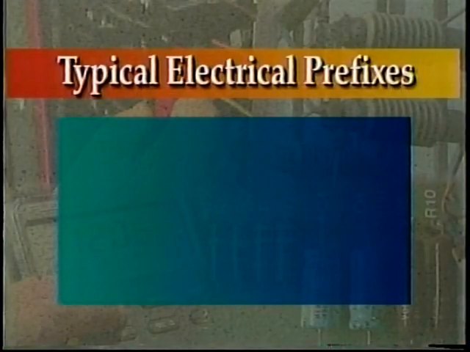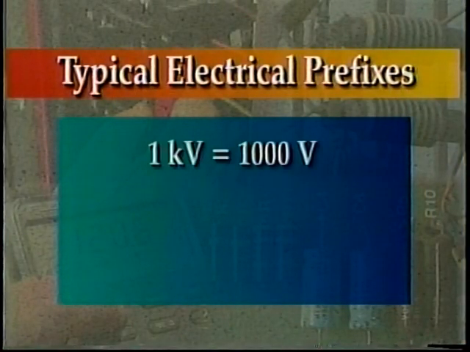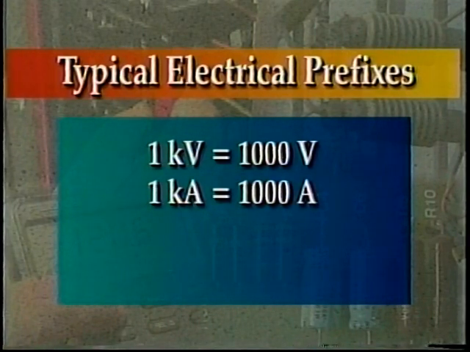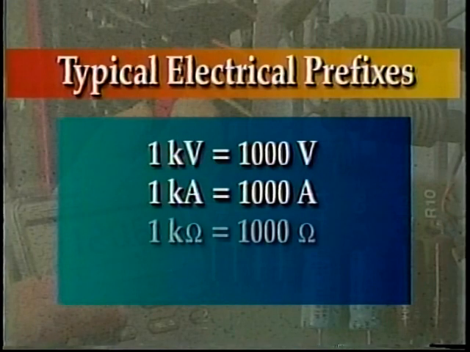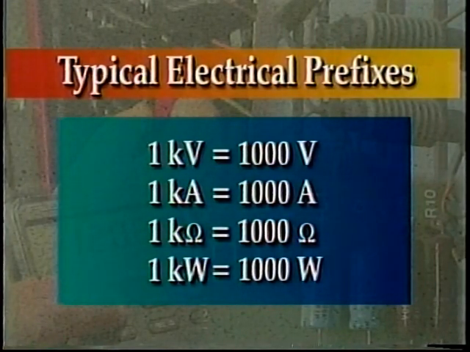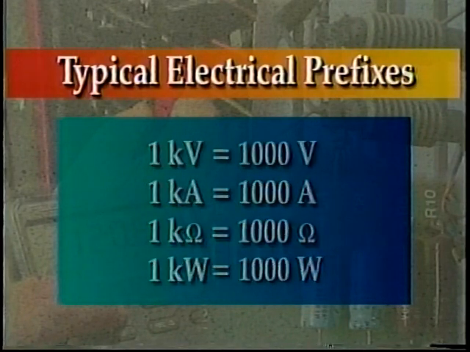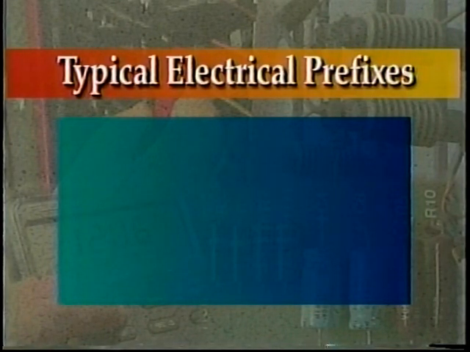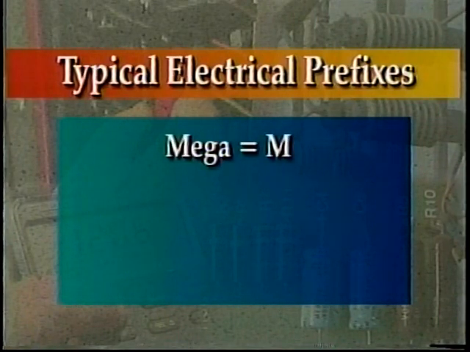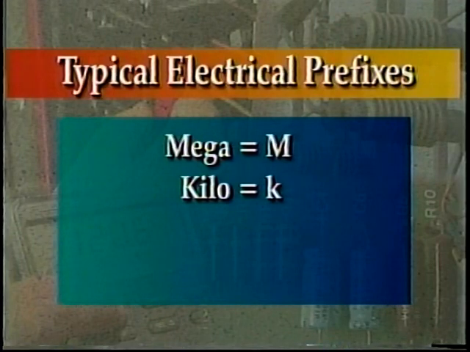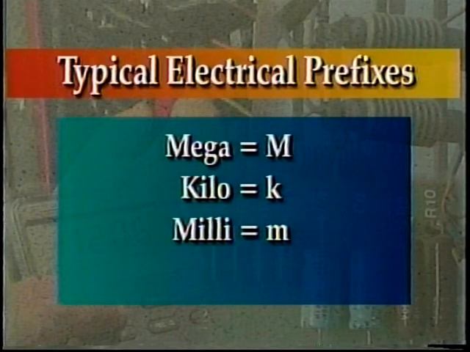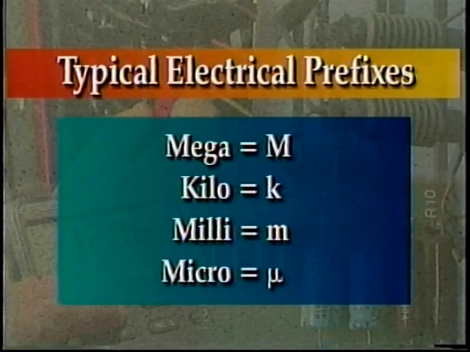Prefixes can be used with any electrical quantity, such as 1 kilovolt or 1,000 volts, 1 kiloamp or 1,000 amps, 1 kiloohm or 1,000 ohms, or 1 kilowatt or 1,000 watts. The most commonly used prefixes in the electrical and electronic fields are mega, represented by a capital letter M, kilo, represented by a lowercase letter k, milli, represented by a lowercase letter m, and micro, represented by the Greek letter mu.